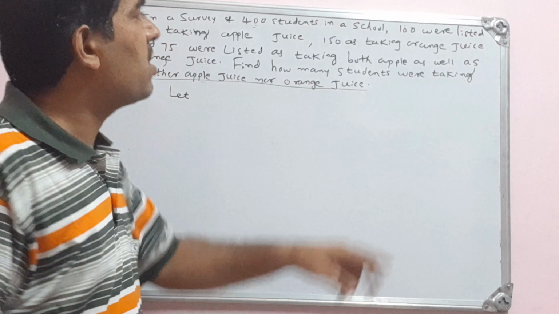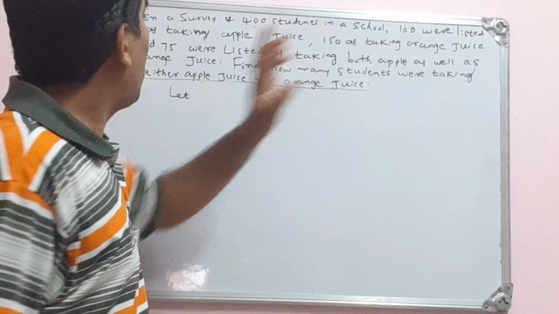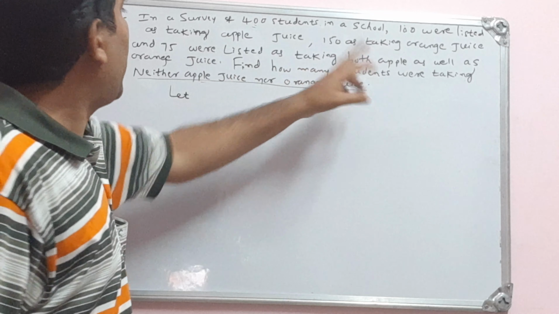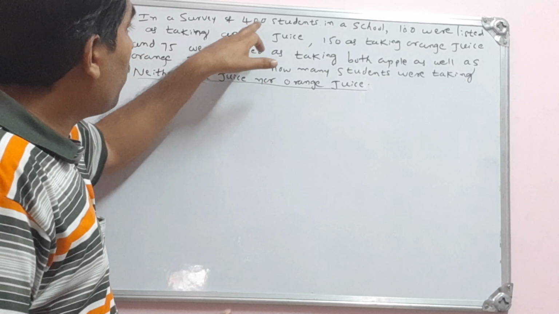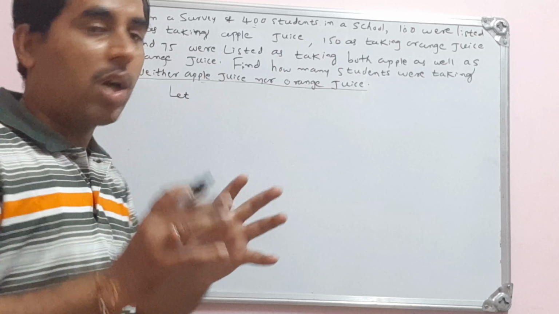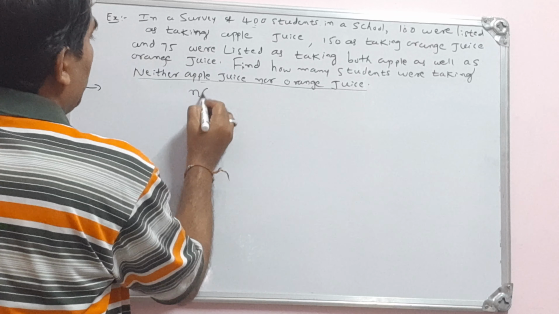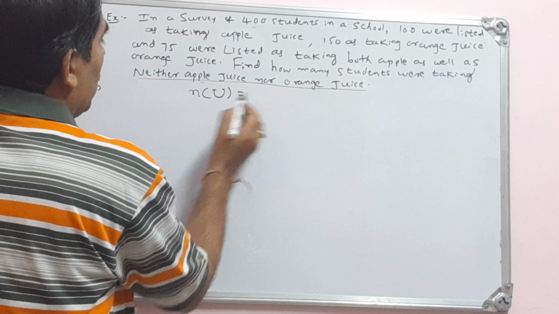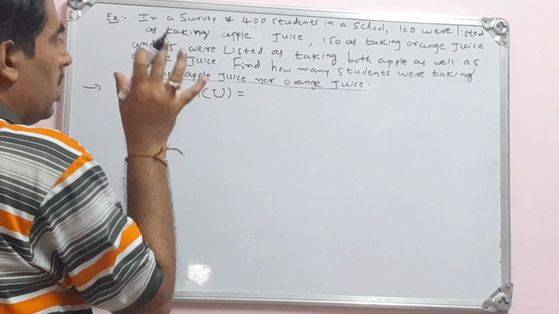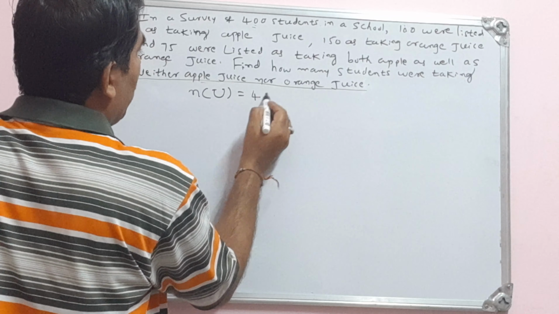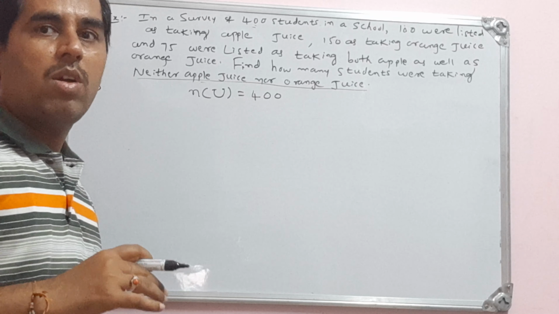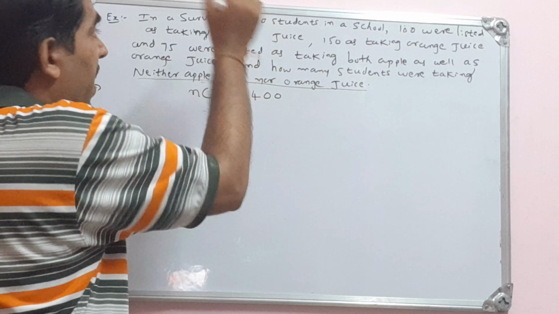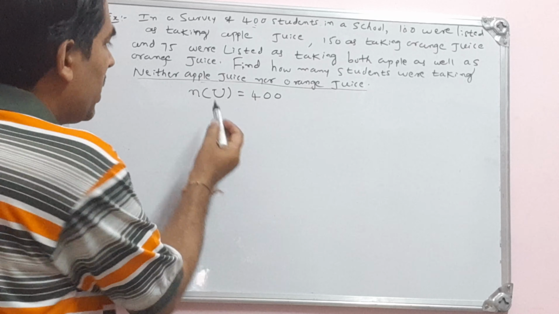Out of 400 students, 150 are taking orange juice, 75 taking both apple as well as orange juice, and 100 were listed as taking apple. So all these things are happening from 400 students. How many students are there? 400. That 400 is nothing but n of U, that is the universal set. The number of elements in the universal set, n of U, we can write as 400. This is the number of students surveyed.